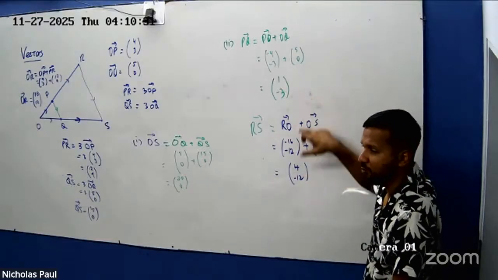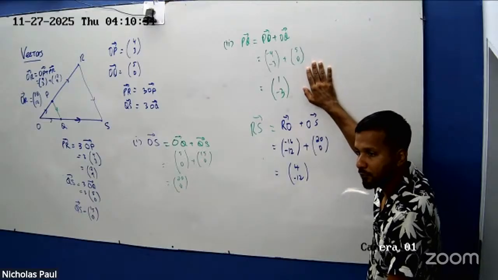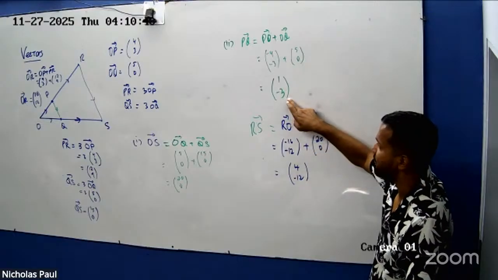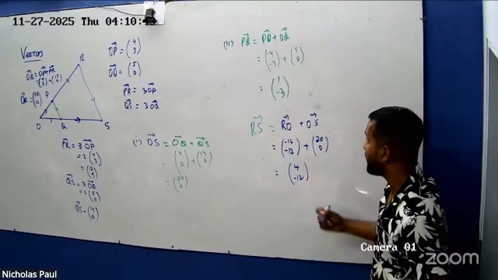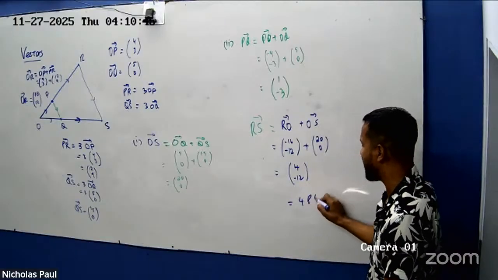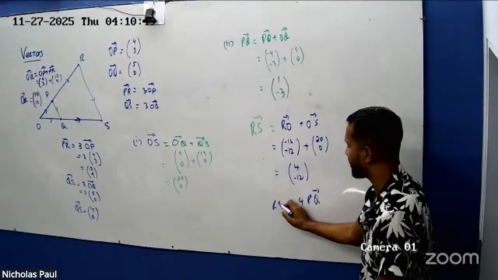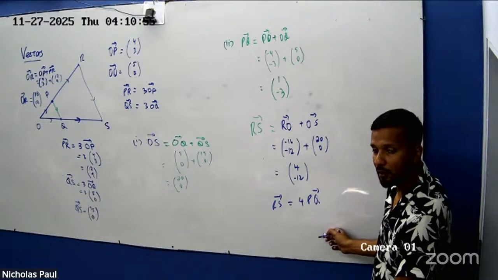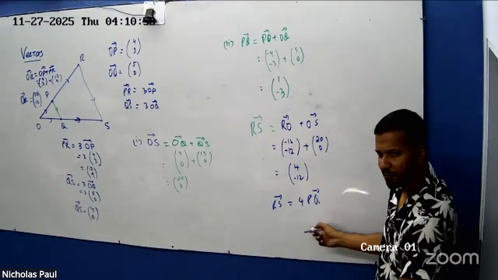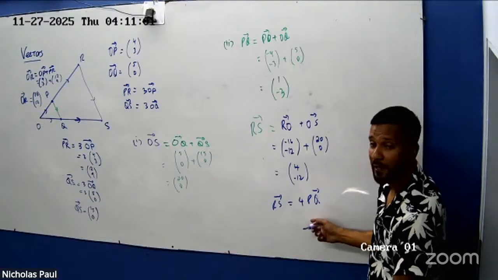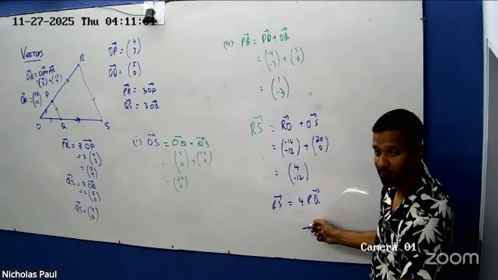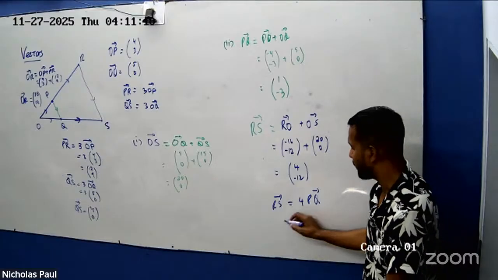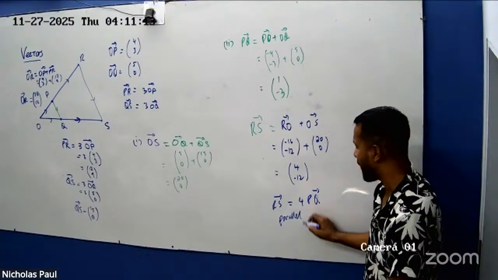How are these two related? Yeah, they are multiples of each other, right? What do I multiply this by to get this? 4, right? So if I multiply PQ by 4, I will get RS. And what does that say? If they are multiples of each other, then they are what? Parallel. Right? So RS and PQ are parallel.